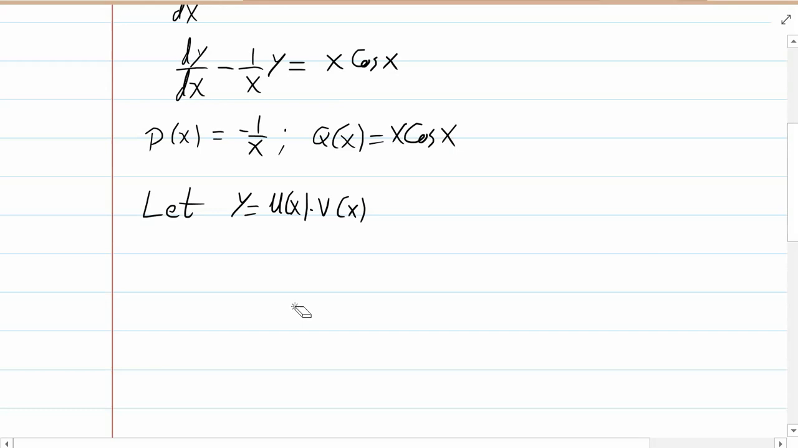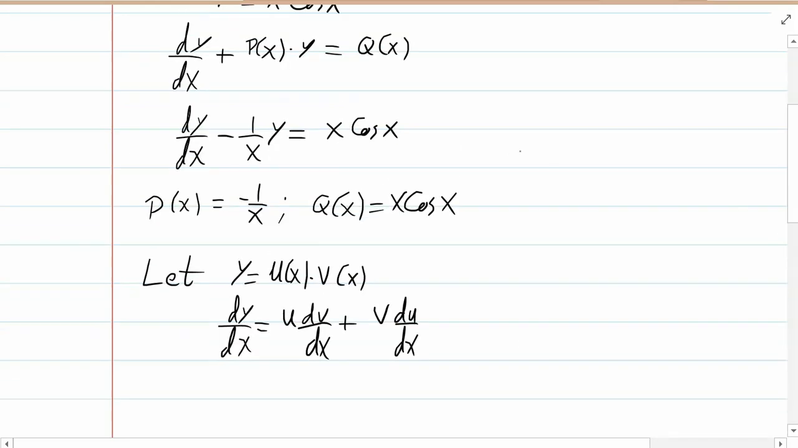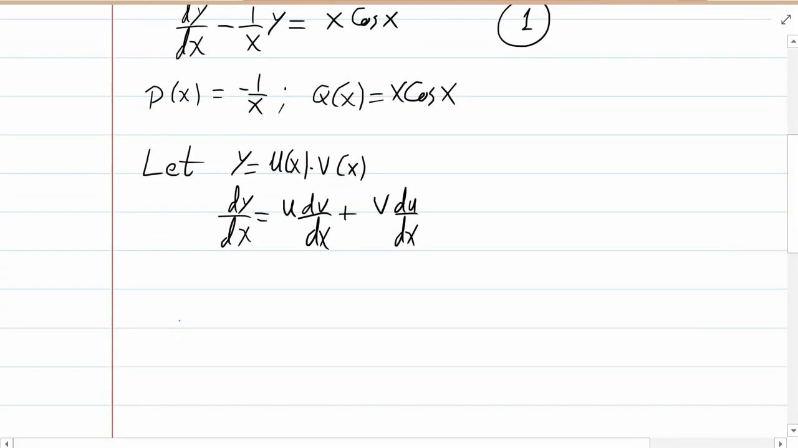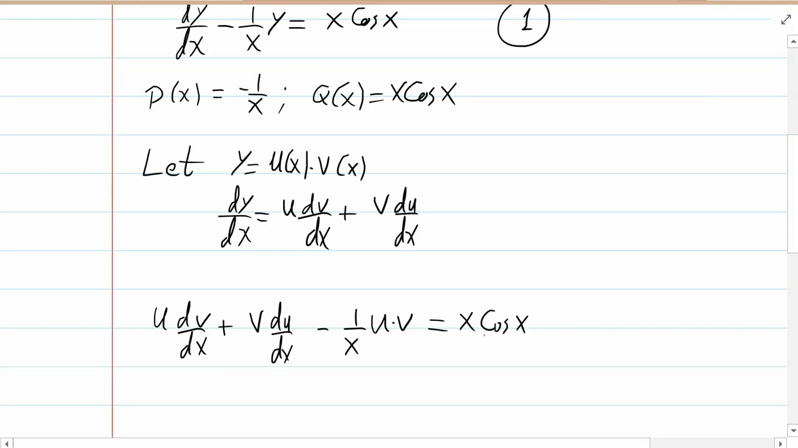and while differentiating, that's going to be u dv over dx plus v du over dx. So we're going to substitute that into the equation. I'm going to give it a number here. It's going to be equation 1. So that becomes u dv over dx plus v du over dx minus 1 over x times y, which we said is u times v, and that is equal to x cosine x.